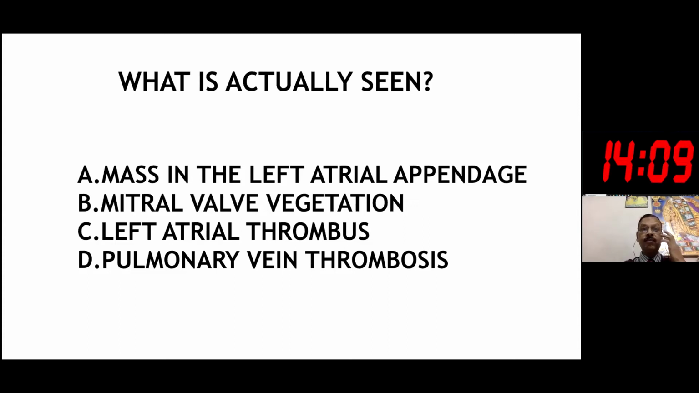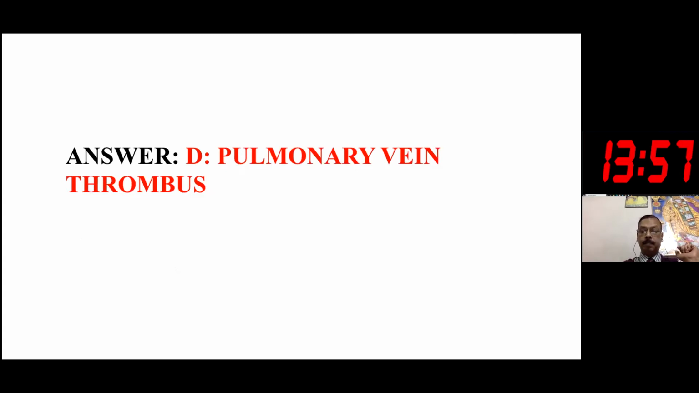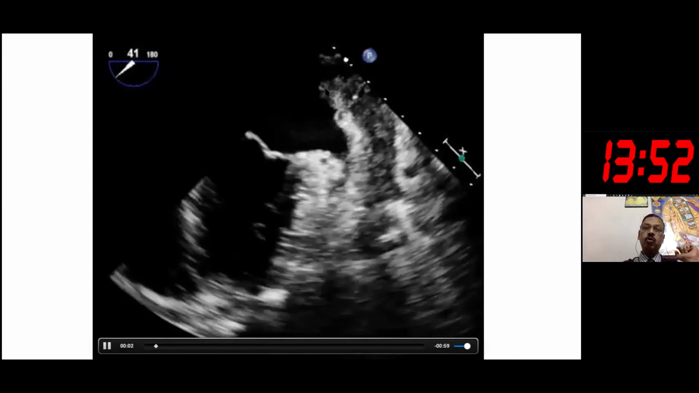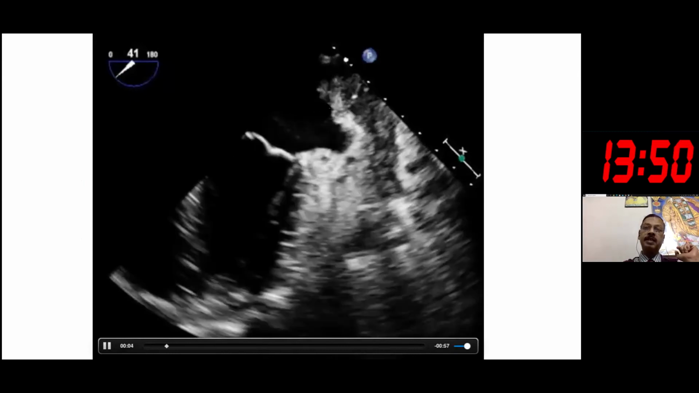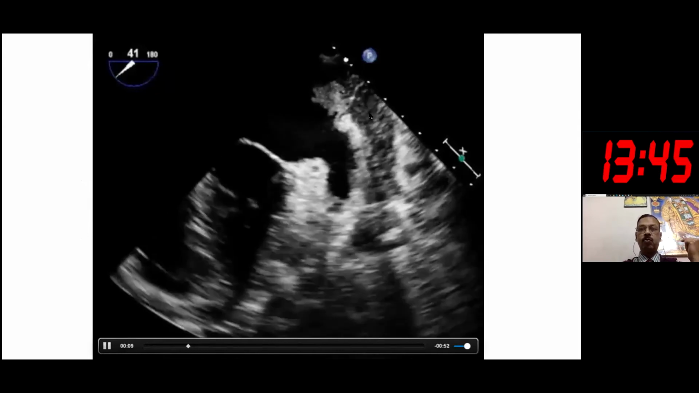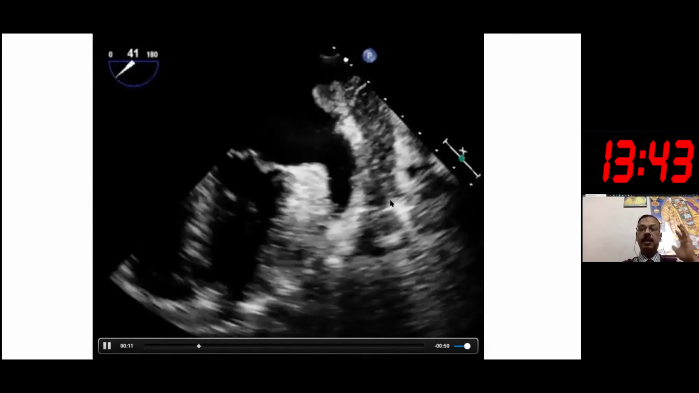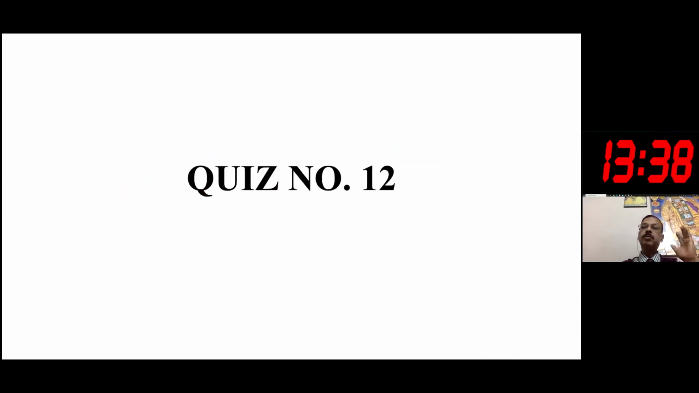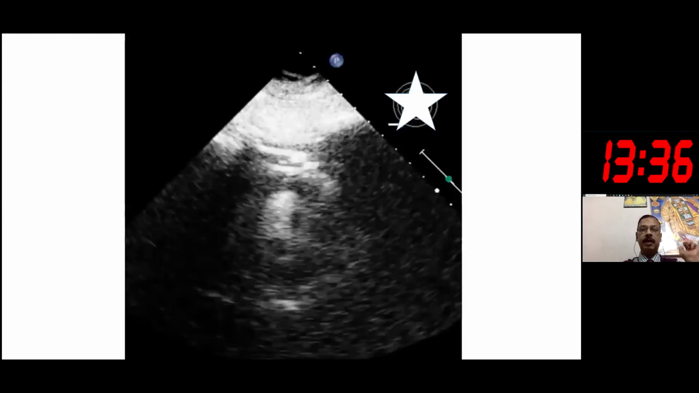36%, 29, 24, almost divided among everybody, but the majority has given the last option, that is pulmonary vein thrombosis, and that is correct. You can see here the pulmonary vein is totally thrombosed, the part of the thrombus is peeping into the left atrium. You can see the whole of the pulmonary vein is thrombosed, and that is the correct answer. Pulmonary vein thrombosis.